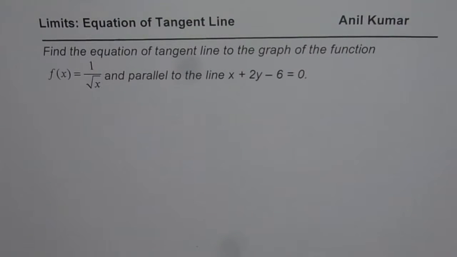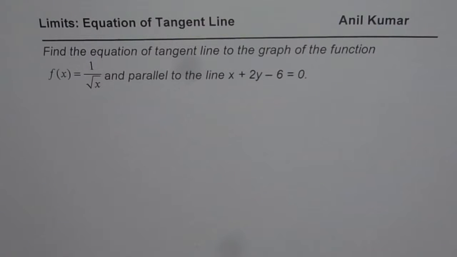You need to find the equation of a tangent line using the concept of limits. The question here is, find the equation of the tangent line to the graph of the function f of x equals 1 over square root x and parallel to the line x plus 2y minus 6 equals 0.